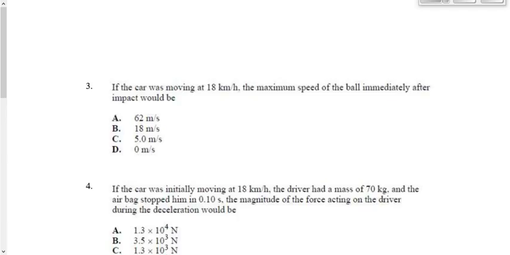Number 3, if the car was moving at 18 kilometers per hour, the maximum speed of the ball immediately after impact would be 18 kilometers per hour, or 5 meters per second. Be careful, though. Right? Be careful of that. Okay, those tricksters wrote this question. Did anybody put 18 meters per second, kind of being a little careless there? I'm surprised, actually, because usually that's what happens, right? People know that sometimes, but they just put that one because they're just a little careless with units, right?